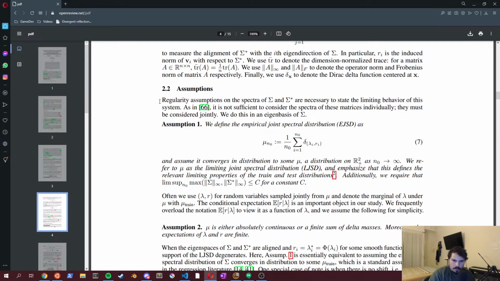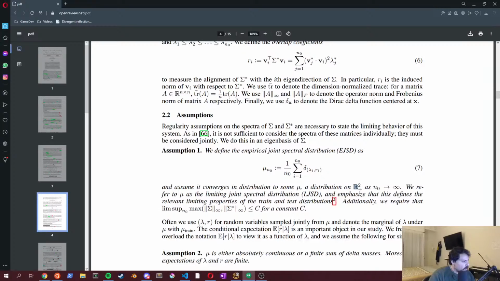Assumptions. Regularity assumptions on the spectra of sigma and sigma star are necessary to state the limiting behavior of the system.